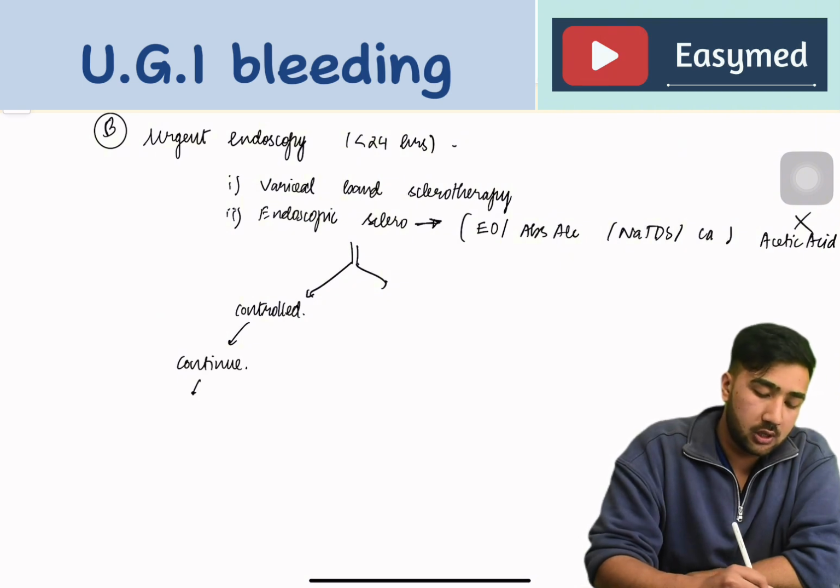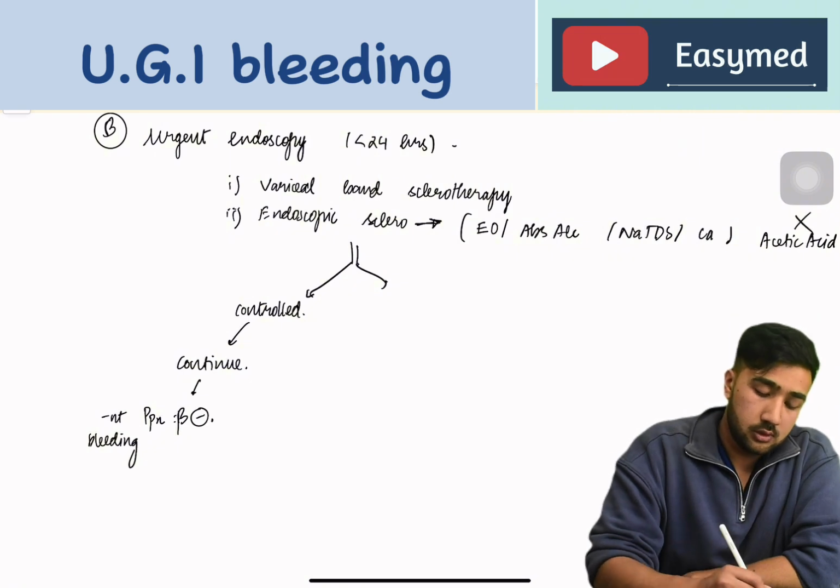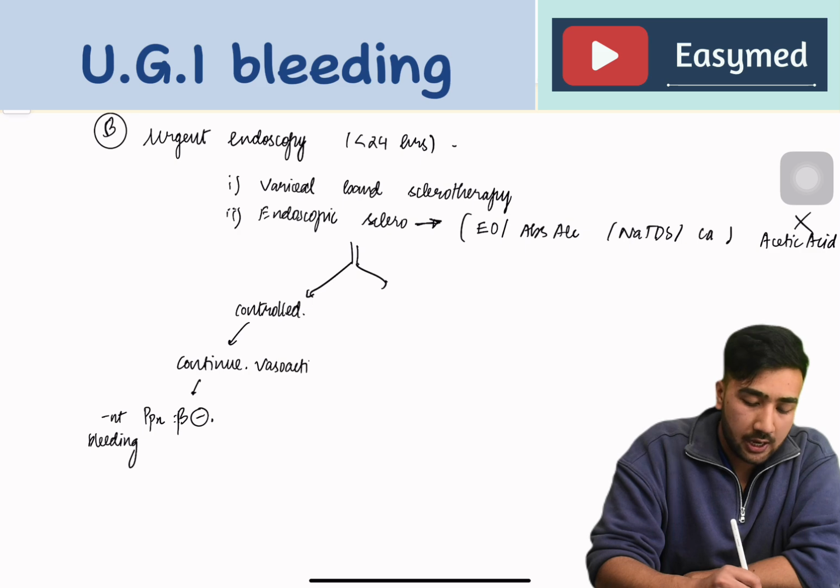And to prevent bleeding prophylactically we can use beta blockers. Continue the vasoactive drugs, and then addition of beta blockers can be done.